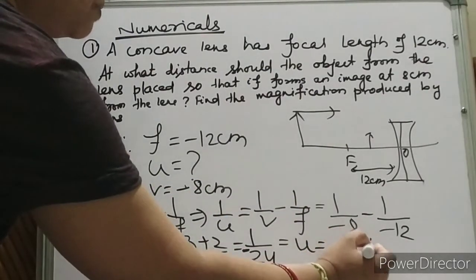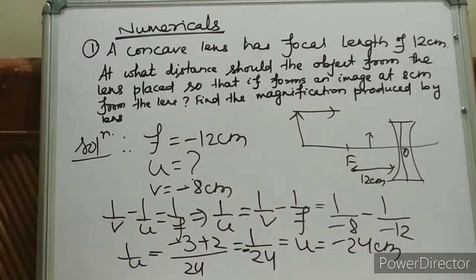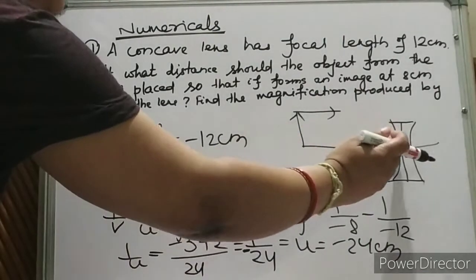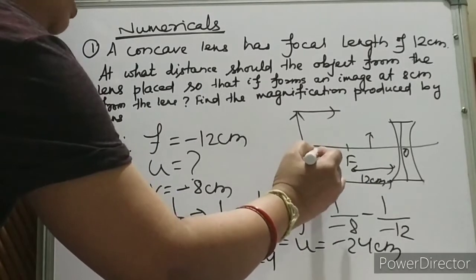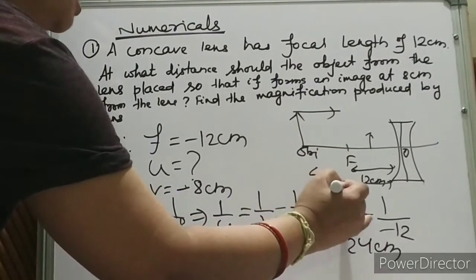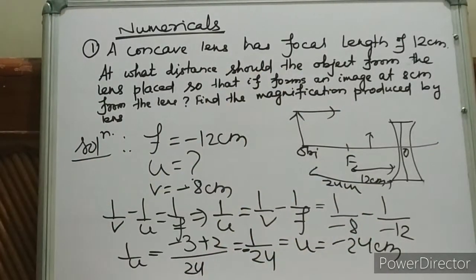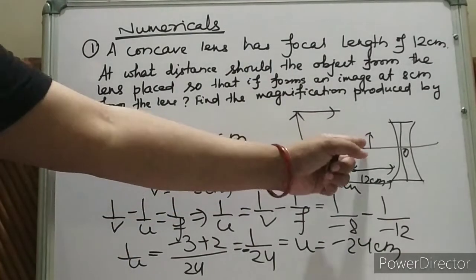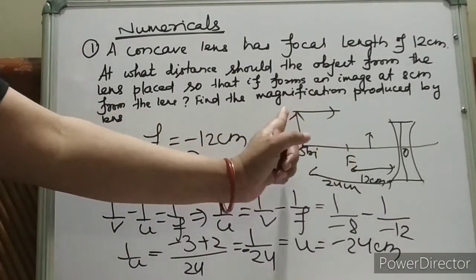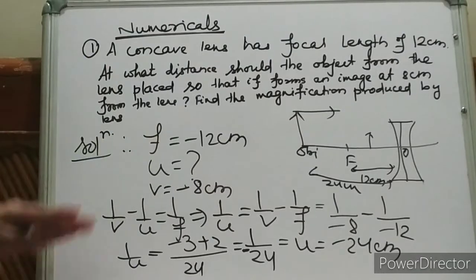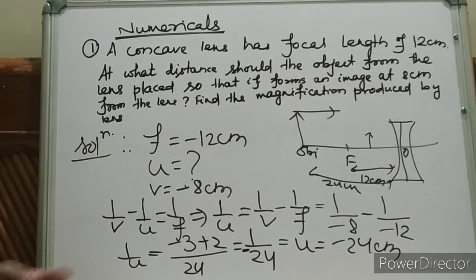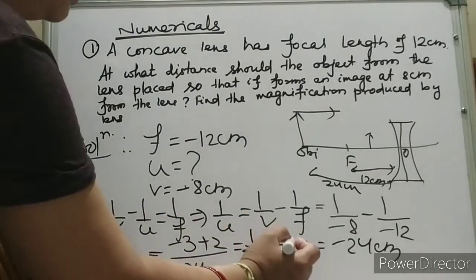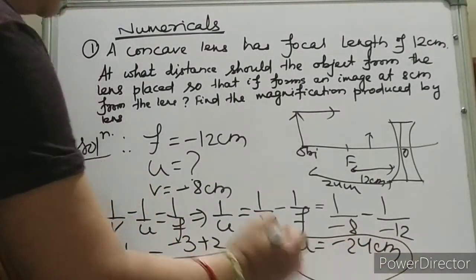See, U will be minus 24 centimeter. That means the object will be placed over here. Let the object be over here, so it is 24 centimeter. Got it? So this is your image, this is your focus, and this is your object. So first part done: find out the object distance. We have calculated the object distance, U is equal to minus 24 centimeter.